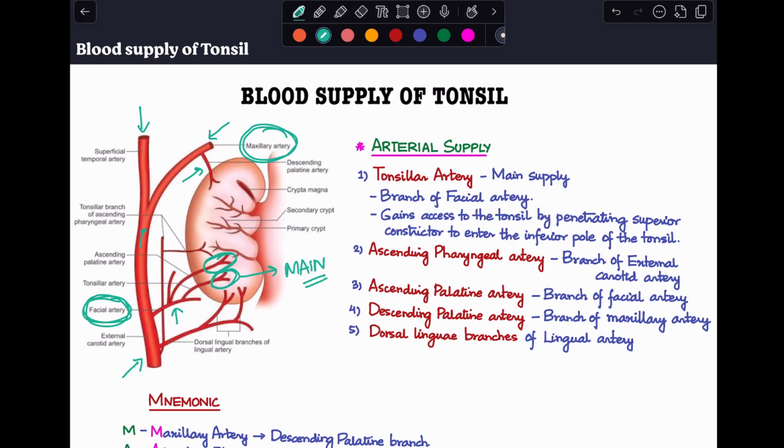Lastly, the maxillary artery, if you see here, it gives off a branch which is known as the descending palatine artery, and this also goes and supplies the tonsil. So we have a total of 5 branches coming over here.